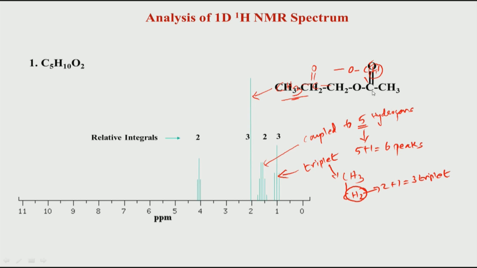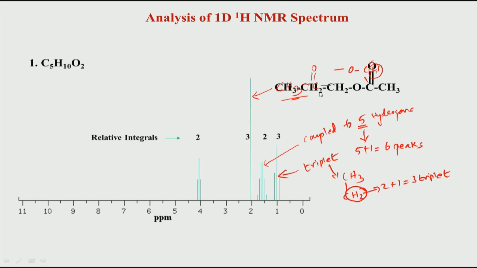Now, if you proceed to this part, this oxygen is attached to this carbon, and therefore this hydrogen comes very much downfield shifted, around 4 ppm. Because this hydrogen is coupled to these 2 hydrogens, it will show a triplet, and that is why you see a triplet here, and the integration says that there are 2 hydrogens present here.